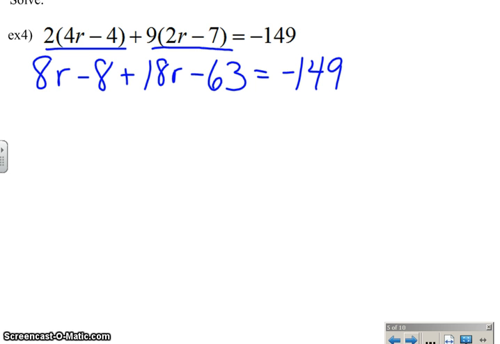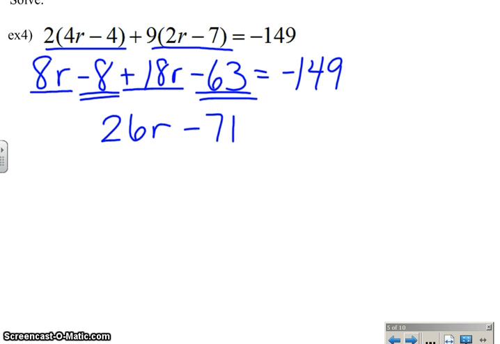So my next step, I see a positive 8r and a positive 18r. I can add those together to get a 26r. I now see a negative 8 and a negative 63. I can combine those to get a negative 71. And I'm going to bring down the rest of my equation. And now we're ready to isolate the variable and find our solution for r.